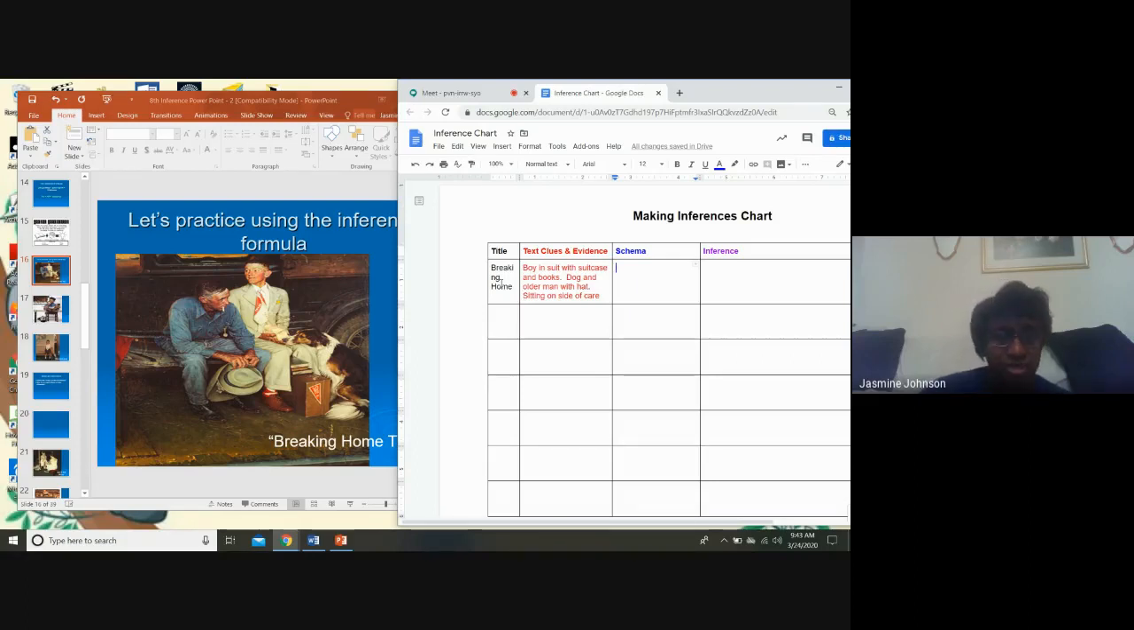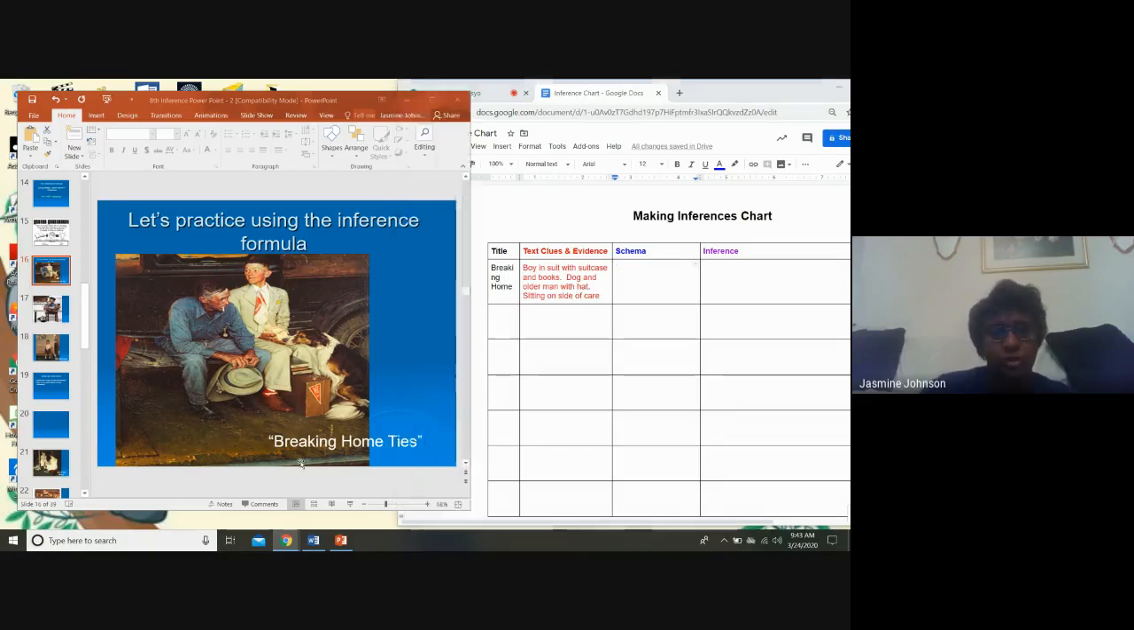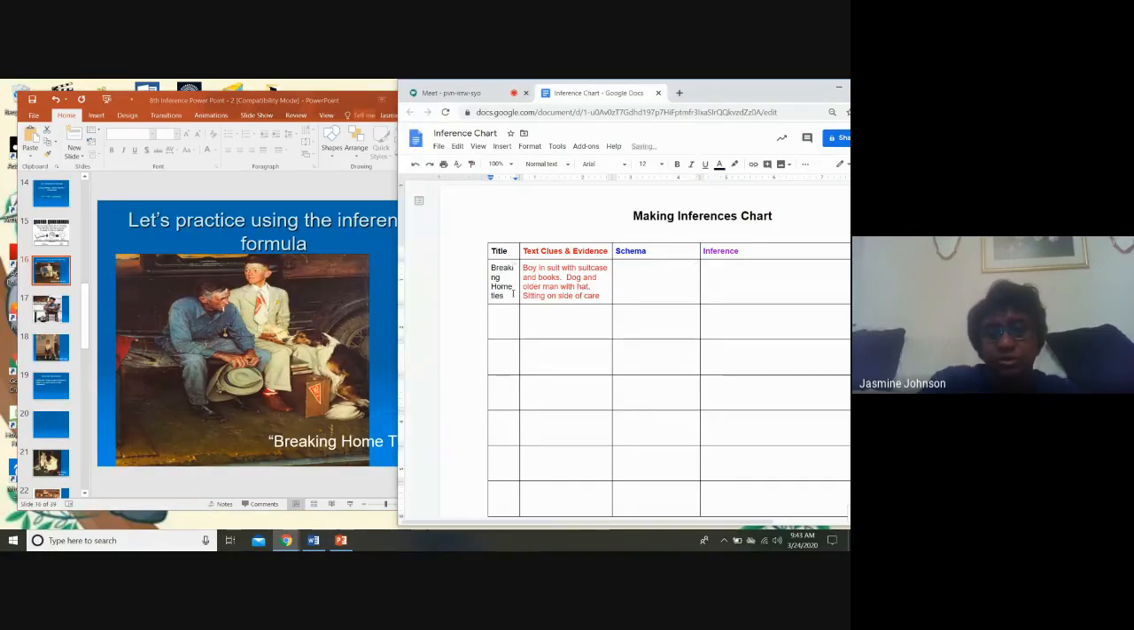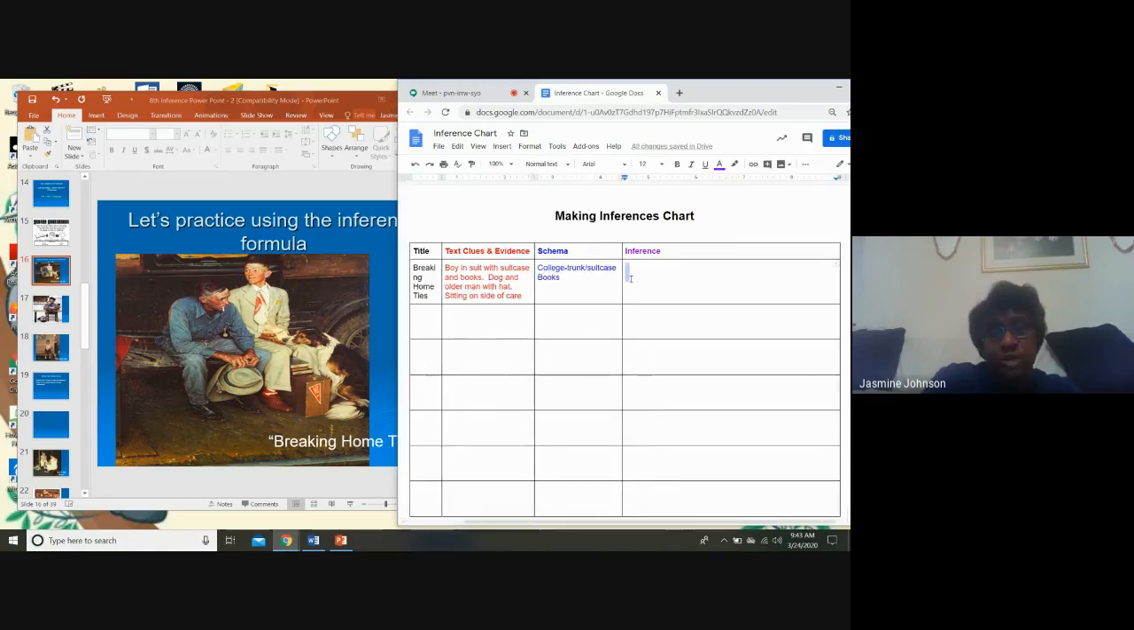So schema, background information. Well, I know that, sorry, I didn't get my title completely right. It's Breaking Home Ties. My background information is that when I went to college, I took a trunk or suitcase like that, and I had books to study, right? And so my inference is going to be that the boy is leaving home to go to college. Is that a logical inference based on the information that I have? I think so. So let's look at the next one.